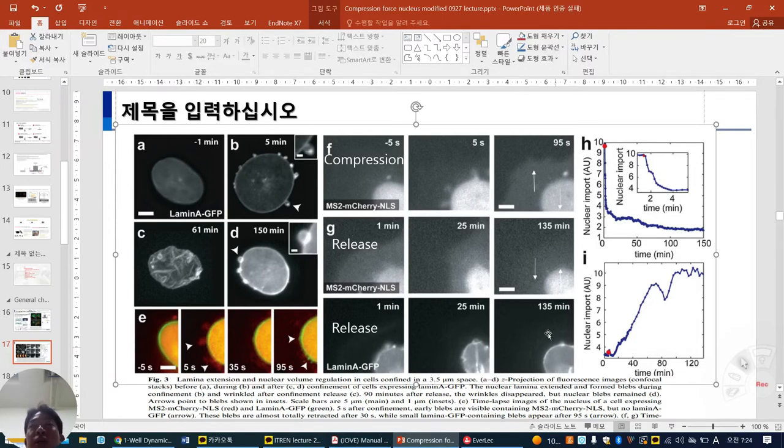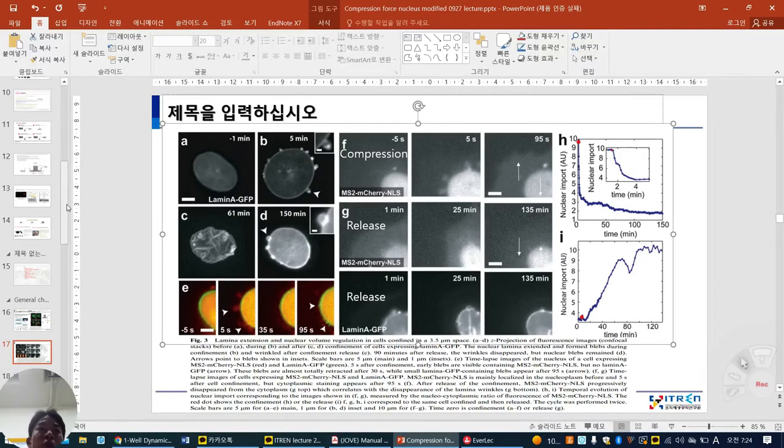Okay, so using this machine, compressing, they can track how the cell membrane changes. Compressed, the cell membrane is also compressed. Release, without compression, they are released. This blebbing, they are gone like this. And then also, depending on the compression, lamin distribution also changes from the edge, and the blebbing structures are gone.